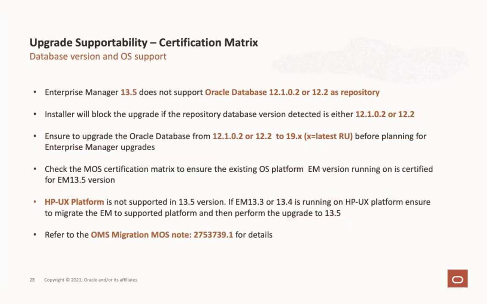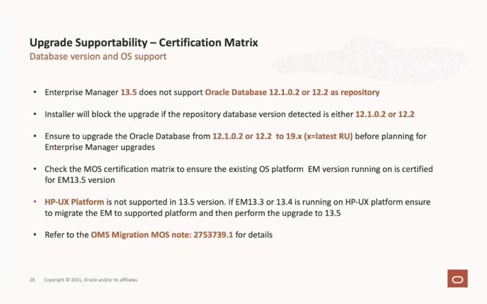The first thing is you should verify the certification matrix to ensure your OMS that is running is actually supported for 13.5 or not. If you're running on a lower version of platform like OEL 6.3 and below, or 6.6 and below, then you should make sure you upgrade your OS, and then you can plan for your OMS upgrade. And in terms of the database, as a first step, like I said, please ensure that you upgrade the database and come to the supported version, which is 19C, and then make sure your existing environment is working with 19C as a repository, and then you can plan for your upgrading to 13.5.